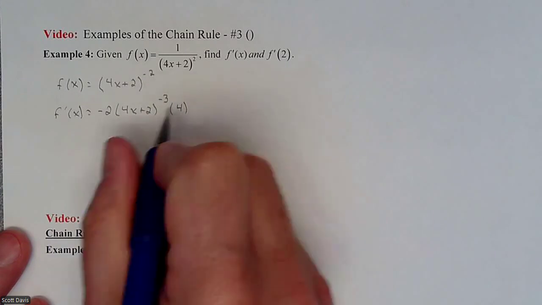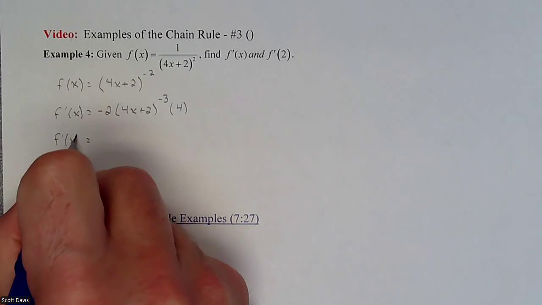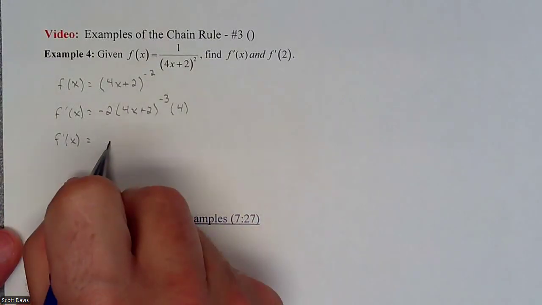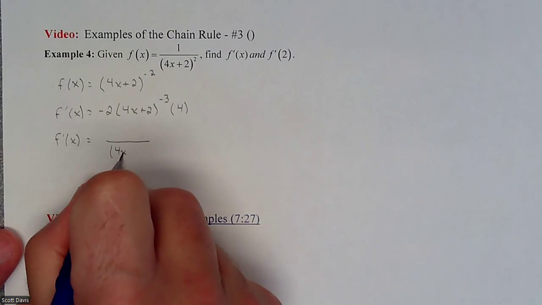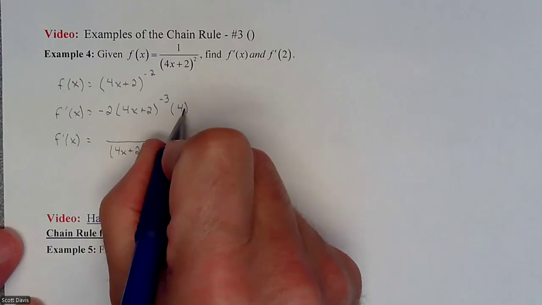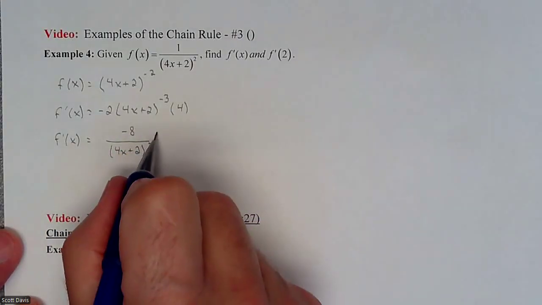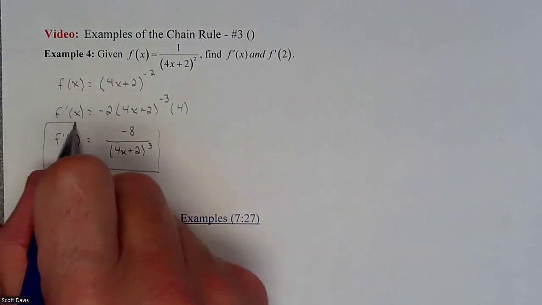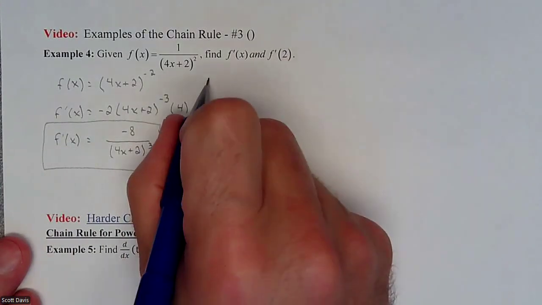So times 4. So if I put that together, my slope equation is this is going to be dropped down to the bottom because of the negative exponent. So 4x plus 2 cubed. And then that negative 2 and that 4 can mix together and make a negative 8 on the top. So there's my derivative.